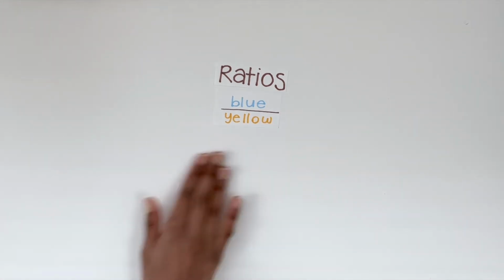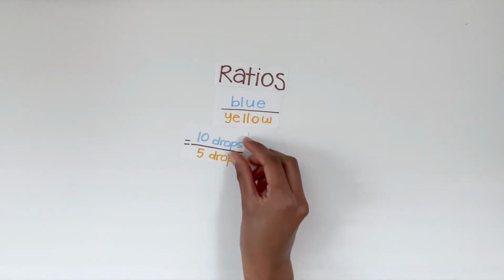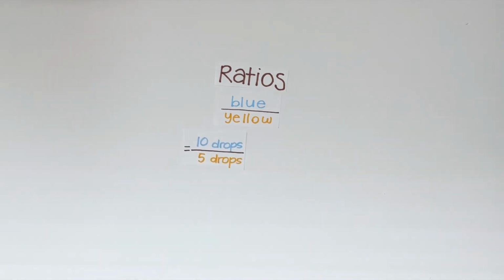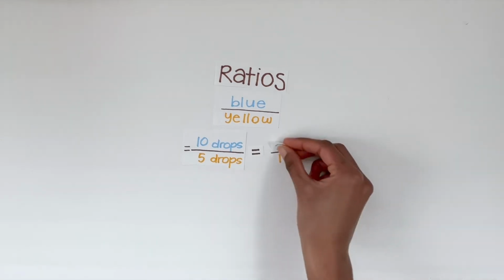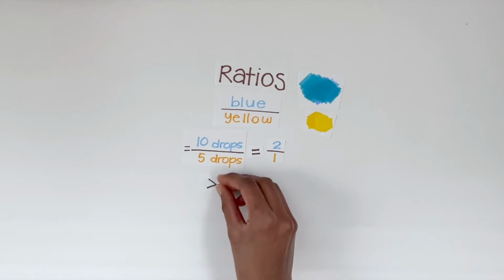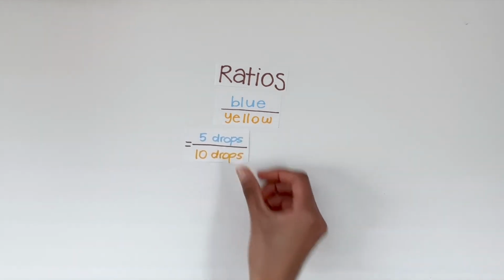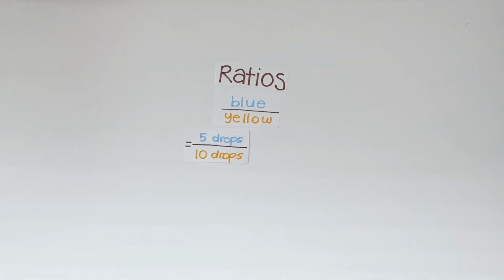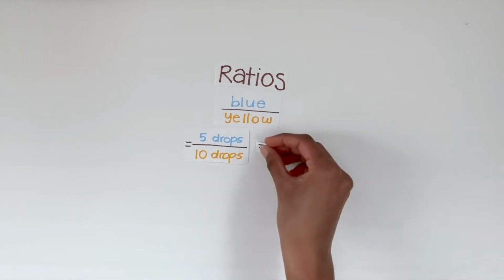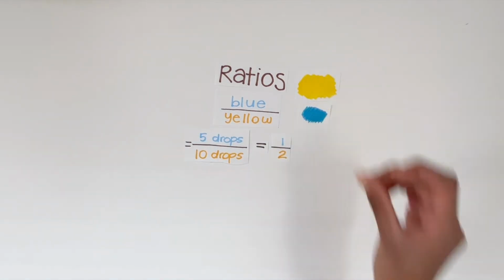But what if we had more blue than yellow? For example, we have 10 drops of blue and 5 drops of yellow. What is the ratio between them now? If you simplify, it should give you a ratio of 2, also seen as 2/1, which we know is greater than 1. Now let's switch it. Let's say there's 10 drops of yellow and 5 drops of blue. What is the ratio now? Simplify and you get 1/2, which is less than 1.